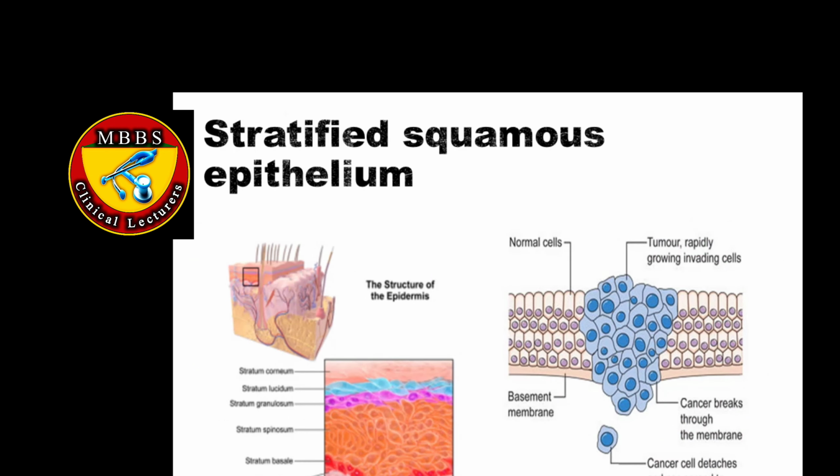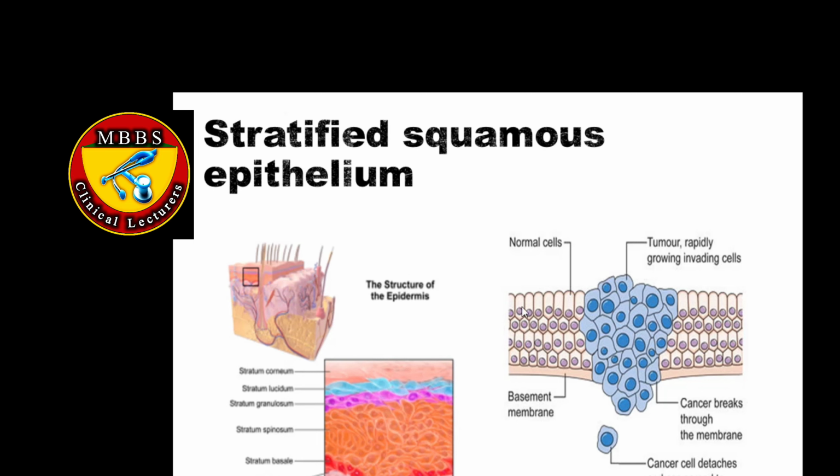Coming back to the tissues, we have discussed in detail the stratified squamous epithelium. It has 5 layers, starting from the basement membrane and going up, with multiple layers, that is strata. The lowest one near the basement membrane is stratum basale, and then the spinosum, granulosum, lucidum, and the topmost is the corneum or keratin layer.